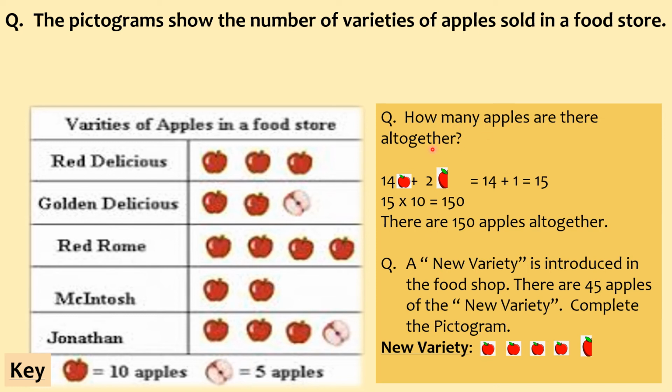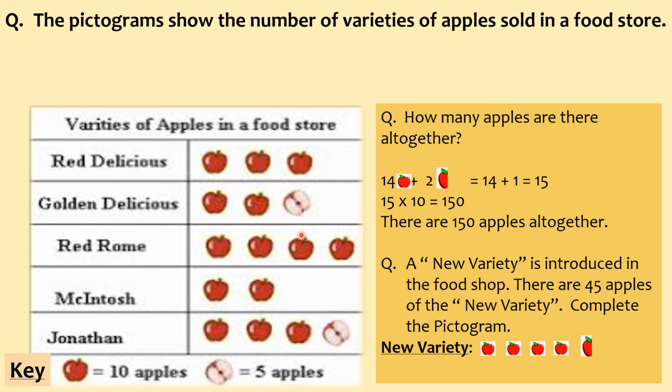Let's read the questions. How many apples are there altogether? You need to add up all these apples, right? So either you can simply count like this: 10, 20, 30, 40, 50, 60, 70, 80, 90, 100, 110, 120, 130, 140 and 145 and 150. So I would have said there are 150 apples altogether.